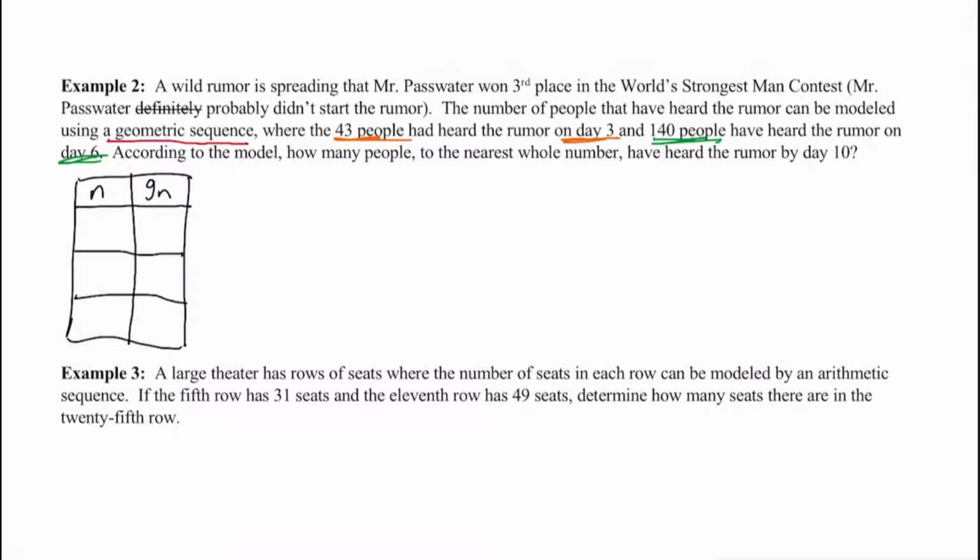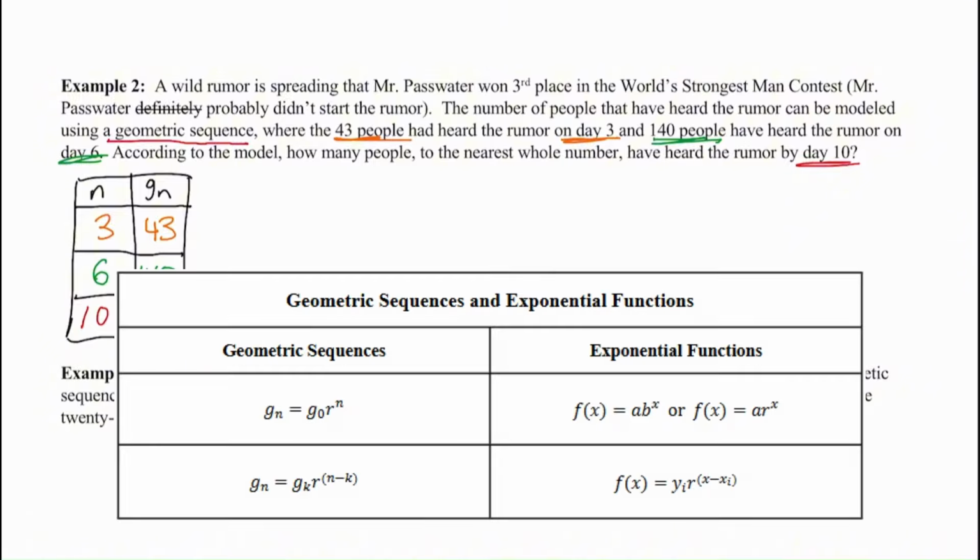So the first one is 43 people, and that would be the g of n, and then day 3, because that's like the third term. And then day 6 is 140 people. And then by day 10, we don't know that, but we know that's the 10th term. And then we can just put a question mark there, because that's what we're trying to solve. And so we have 2 points, and we're trying to solve for the y of the last one. We don't have the initial one on the initial day, how many people heard the rumor. So we're going to be using the equation without the g of 0.